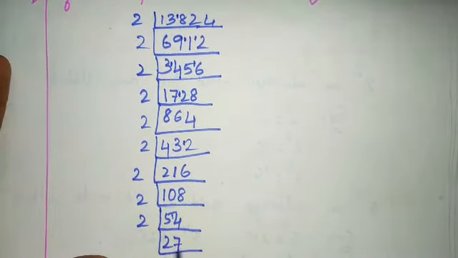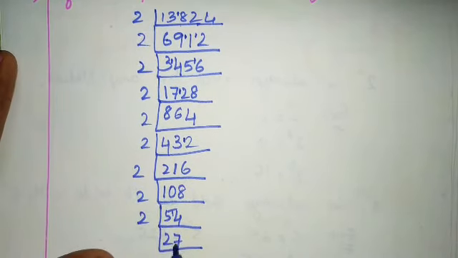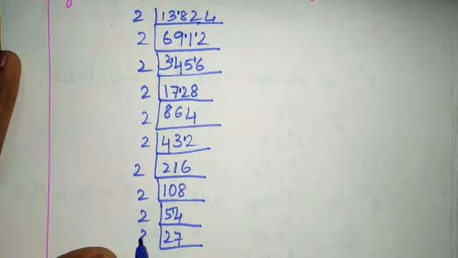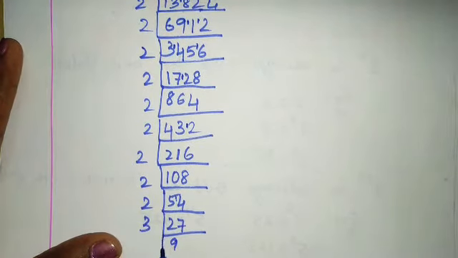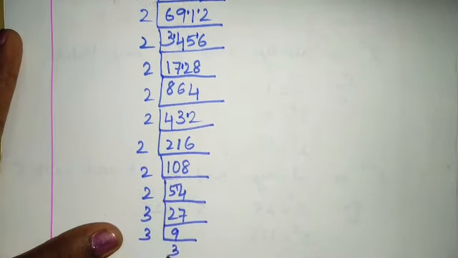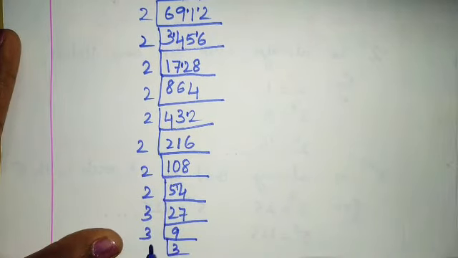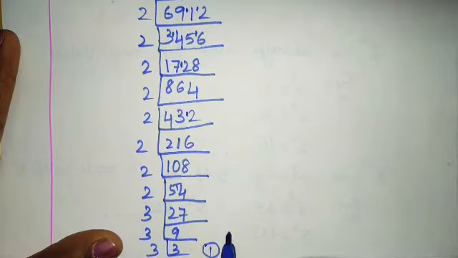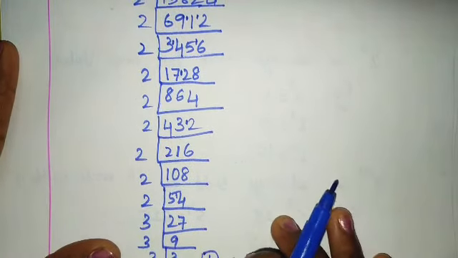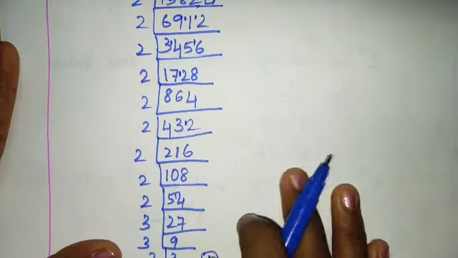Now here you cannot do it with 2, so take 3. 3 9s are 27. Then 3 3s are 9. Again you can do this with 3 1s are 3. So if you get 1 here, you just stop. Now what you have to do is count the number of 2s and the number of 3s here.